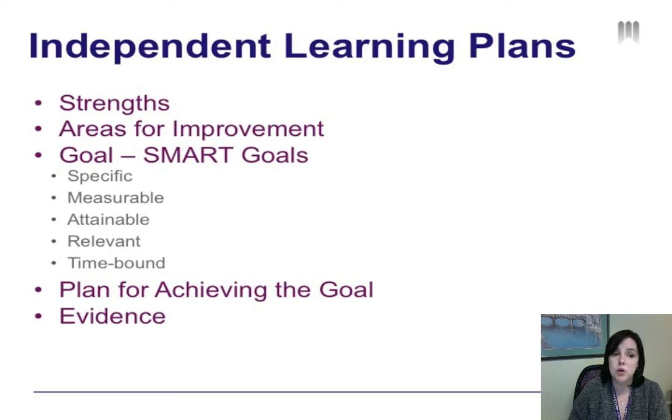The components of the form include your strengths of teaching, your areas of improvement where you'd like to teach, your goals. If you're thinking of a SMART goal, it's specific, measurable, attainable, relevant, and time-bound. So in what time frame are you going to do this? A plan for achieving the goal, and then the evidence for how do we know that you did it.